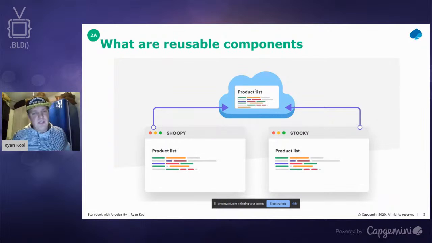So let's dig into the details. So what are reusable components? Sven already talked a little bit about these reusable components, but I'm going to deep dive a little bit on this. So imagine you have 2 applications called Shoopy and Stocky, like you can see in this picture. And they share this product list. They have exactly the same product list. It's being used on the same application, but it has different data. But the way it's displayed, the way it looks, the way it's used is all the same, but just the data of Stocky and Shoopy are different.